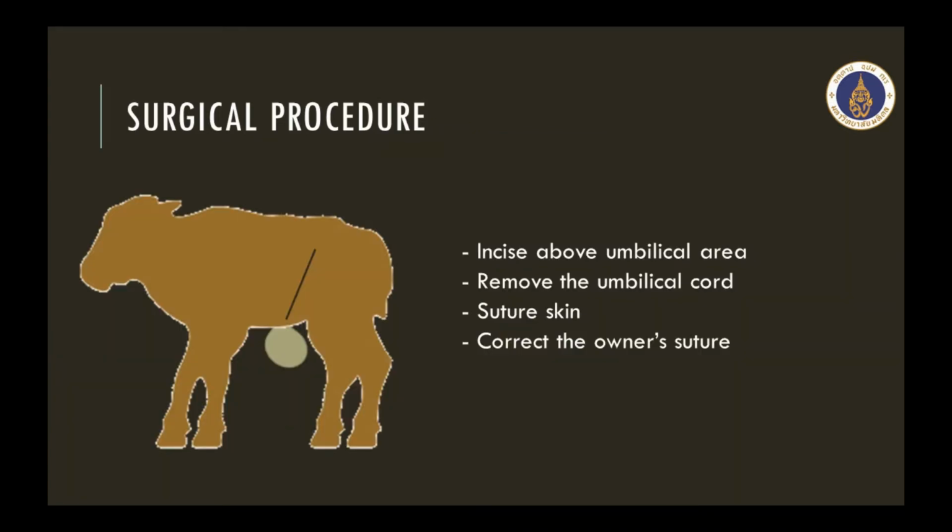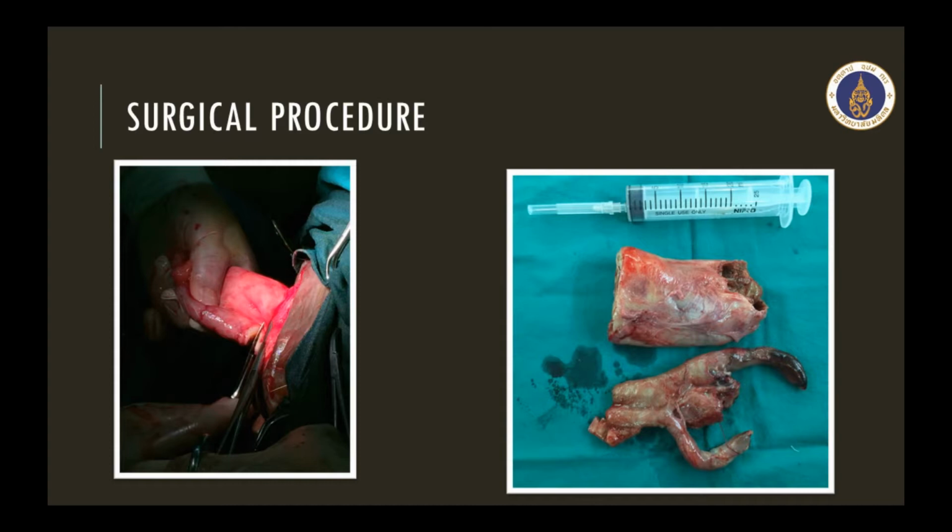The other area is above the umbilical area. We incise at this area to remove the umbilical cord out. The last is to correct the skin suture. This picture shows the moment we removed the umbilical cord, and the structure of the umbilical cord that we removed.